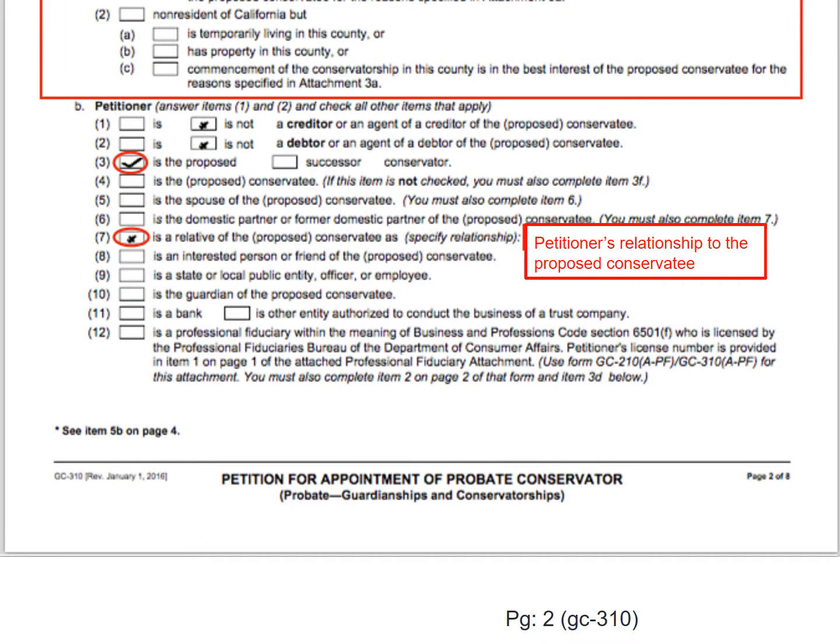At the bottom of page 2 of Form GC-310, check the boxes next to Is Not at items 3B1 and 3B2. Check the boxes next to items 3B3 and 3B7. Next to item 3B7, list the petitioner's relationship to the conservatee. For example, if the petitioner is the conservatee's parents, then you would write the word parent.